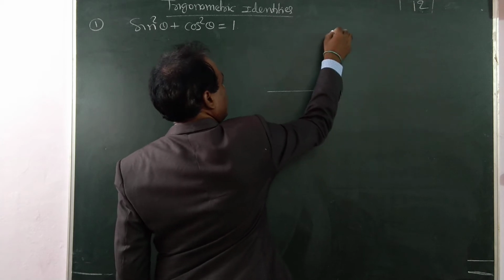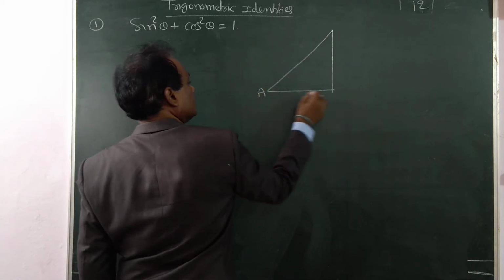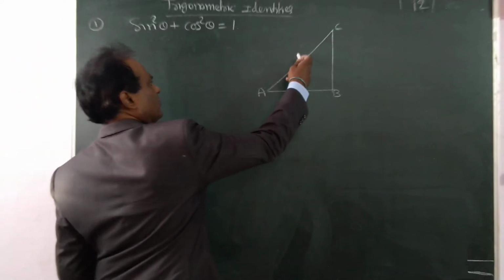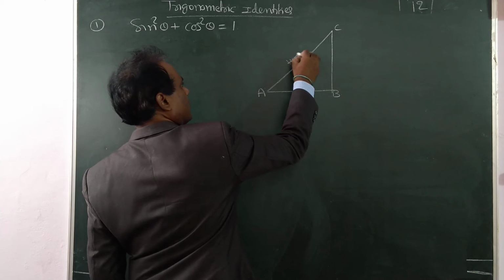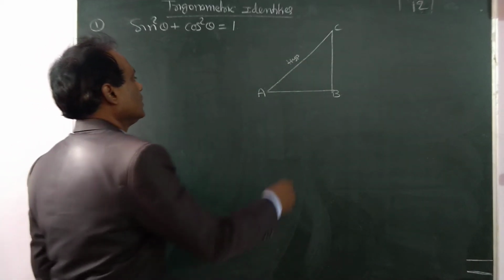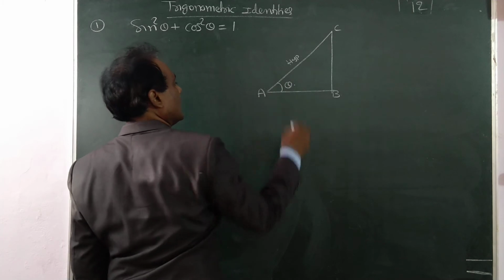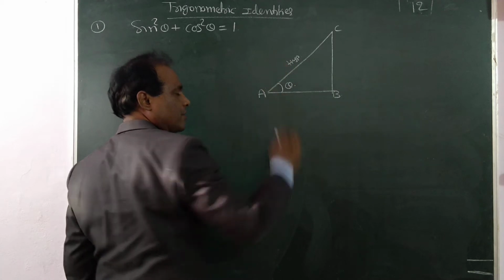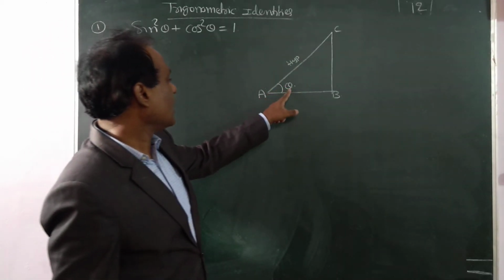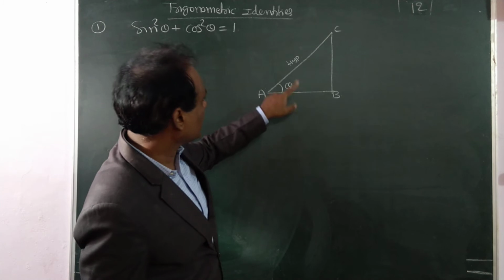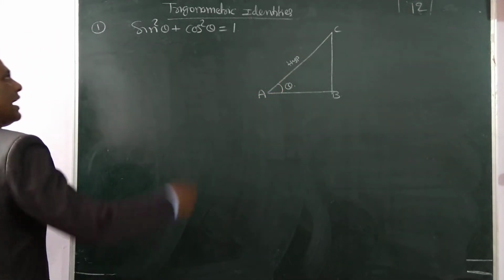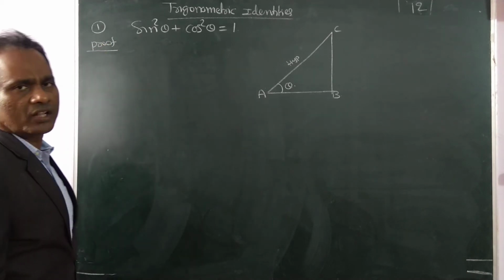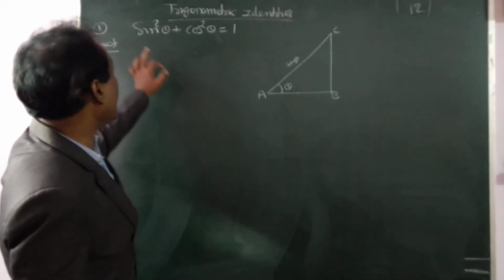This is a right angle triangle ABC. The biggest side, the inclined side, is always called the hypotenuse. Let this angle be theta. So for this theta, this is the opposite side, this is the adjacent side, and this is the hypotenuse. Now let us prove this formula. Proof is also important. I will prove how this is 1.